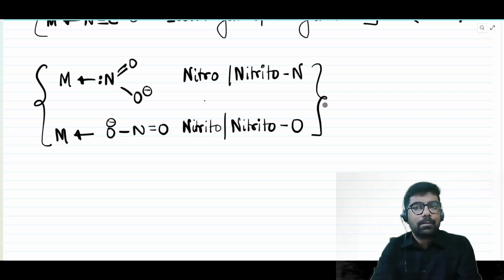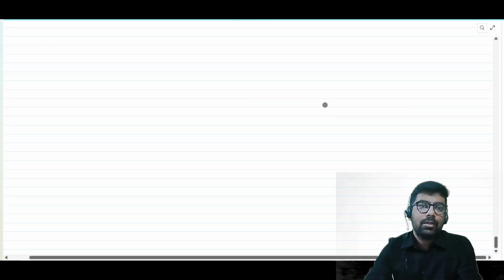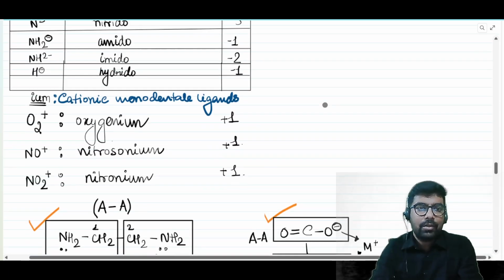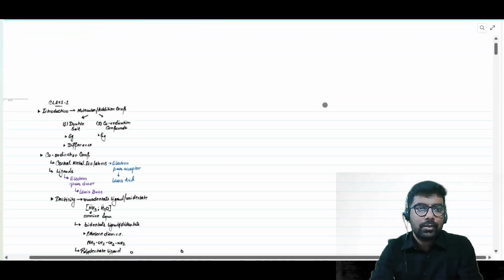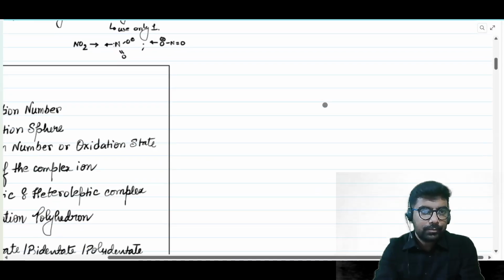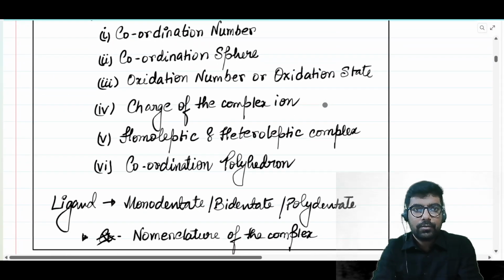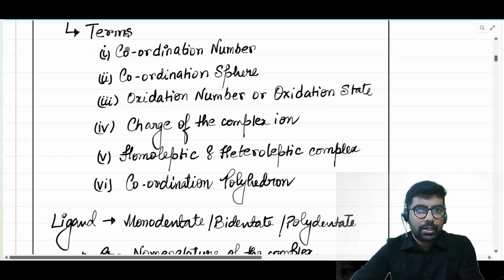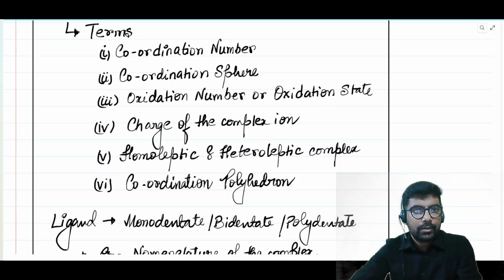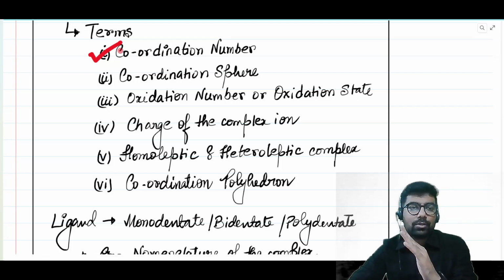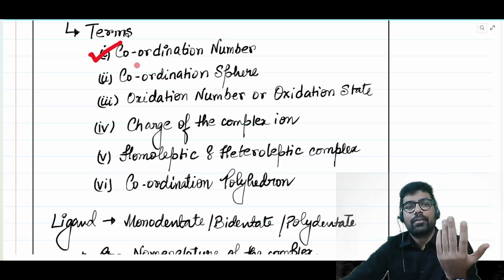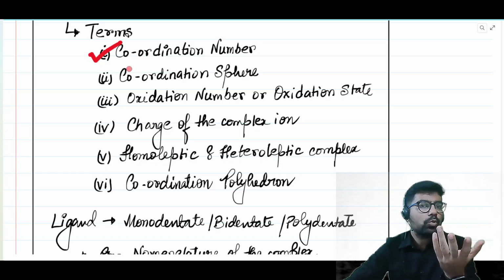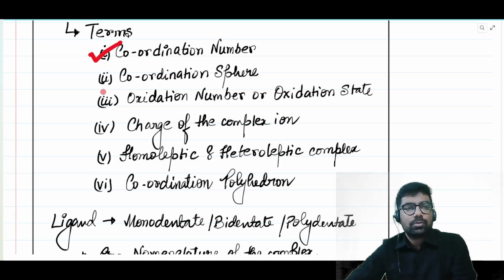So with this we will complete and conclude today's class. Just a quick revision of what we have done. We first did the terms, like coordination number. We discussed how a ligand is monodentate or bidentate. If it's monodentate, it is the number of ligands. If it is bidentate, then we multiply it by 2, and so on for polydentate.